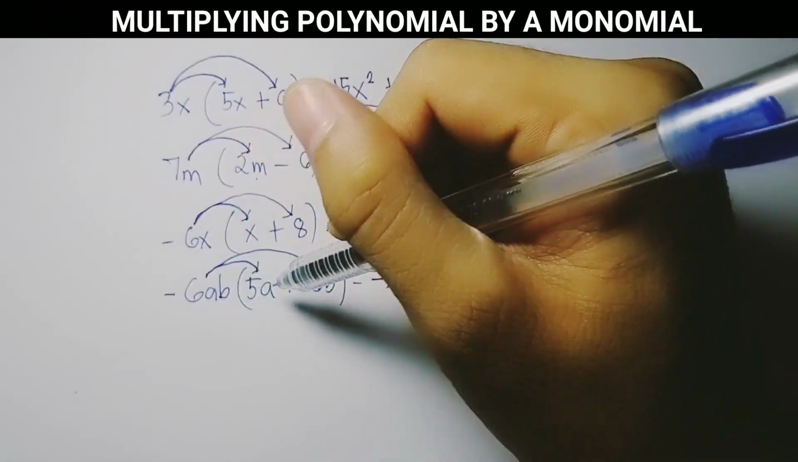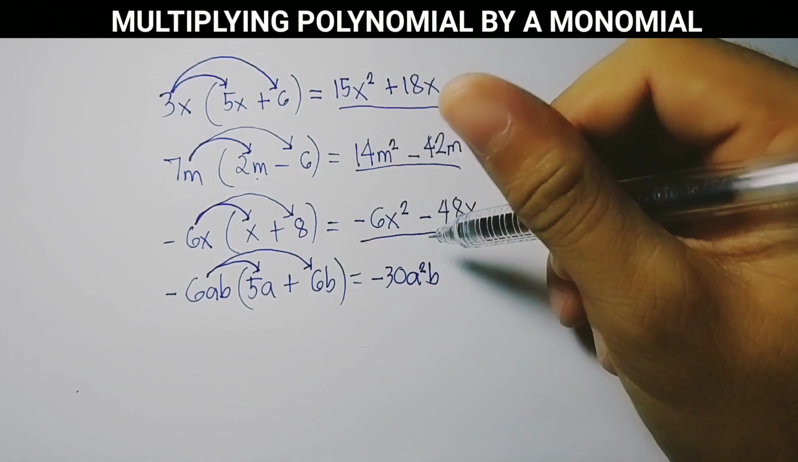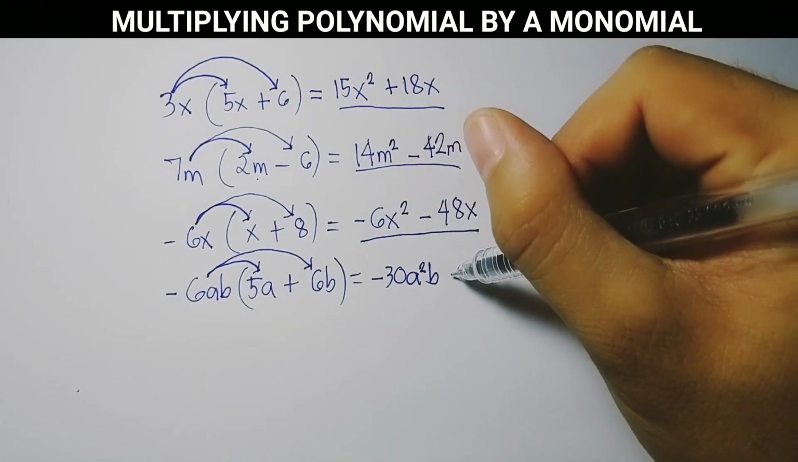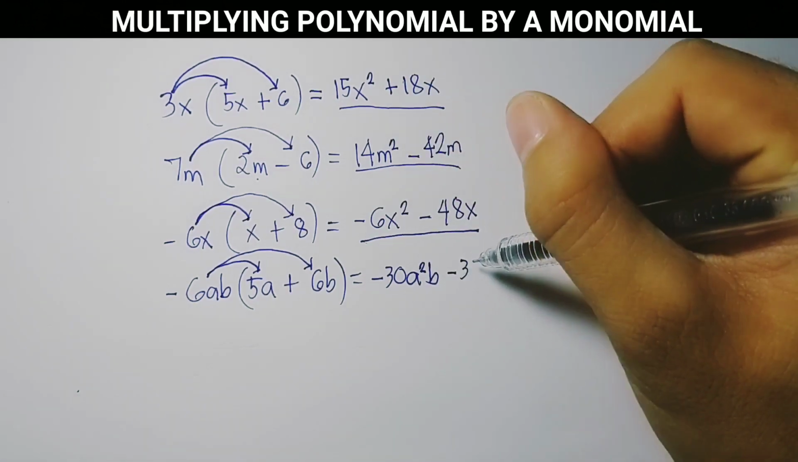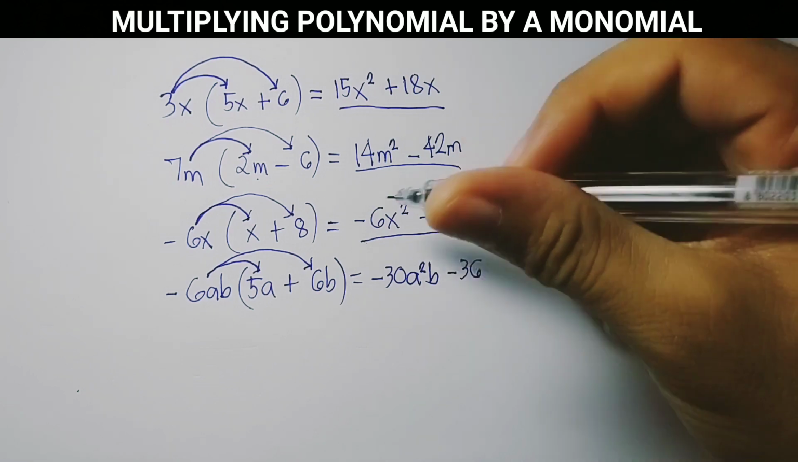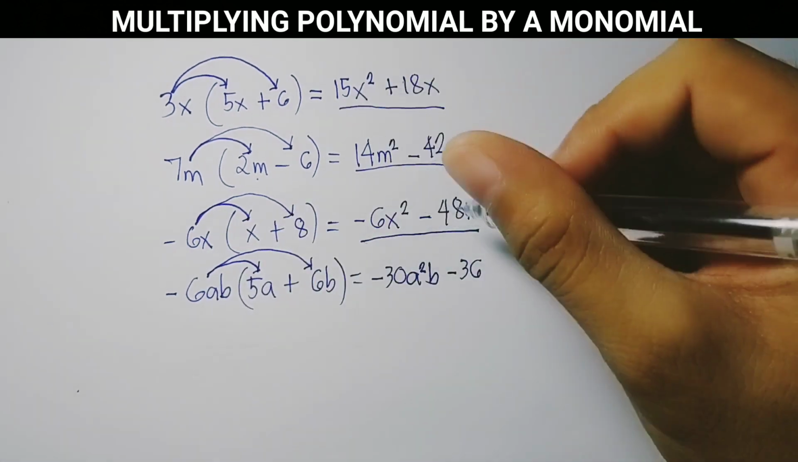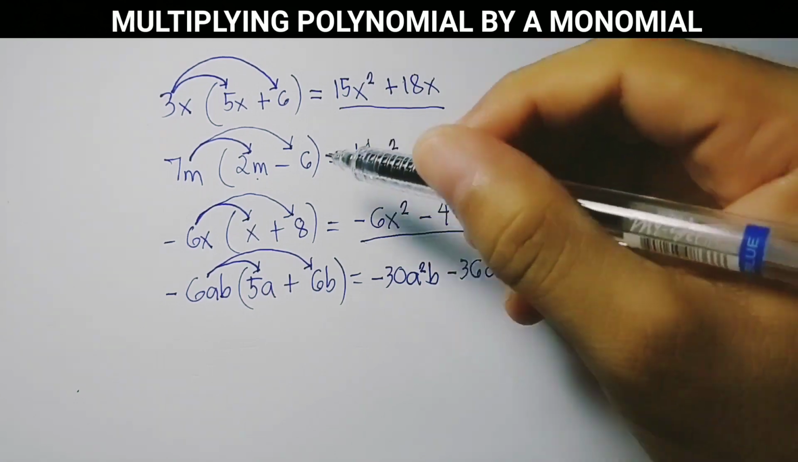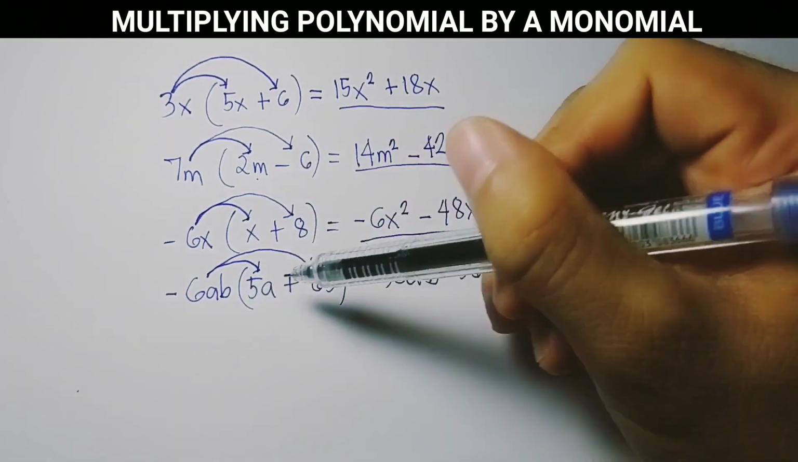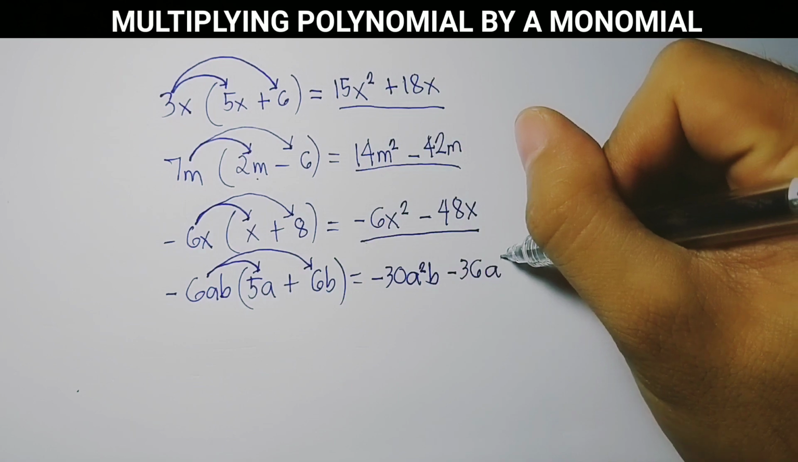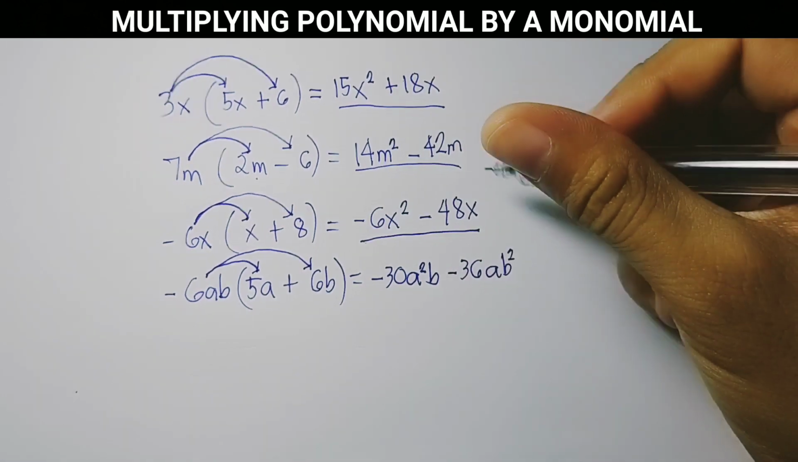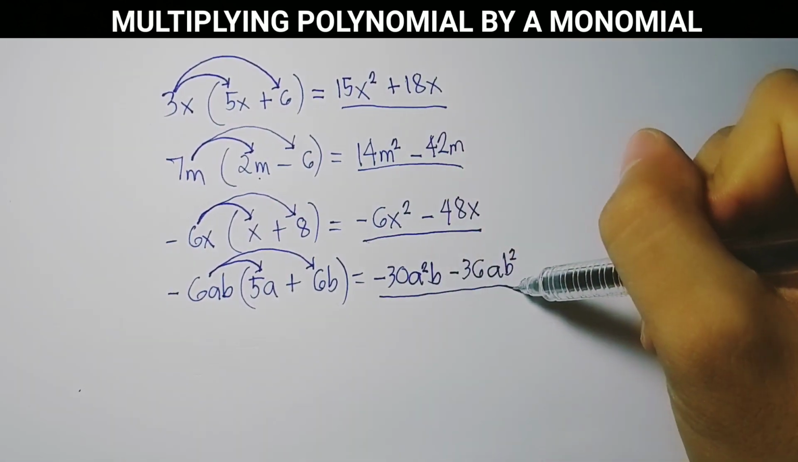Negative 6ab times 6b. So, negative 6 times positive 6, that is negative 36. Unya, kining a, wala may a diri sa pikas, kopyahon ra. Unya, diri dayon ta sa b. Kay naa may b pod sa pikas, so i-add ang exponent. So, b squared. Ana lang.